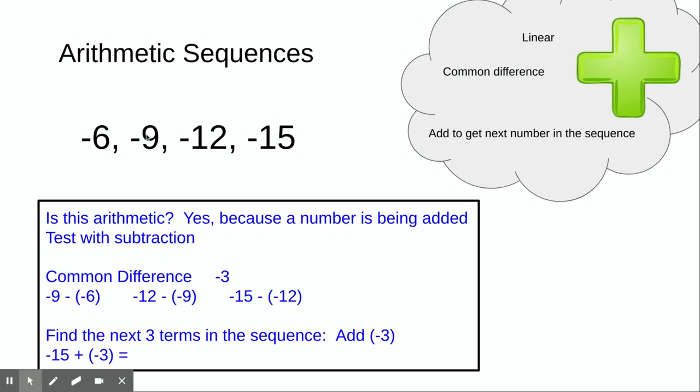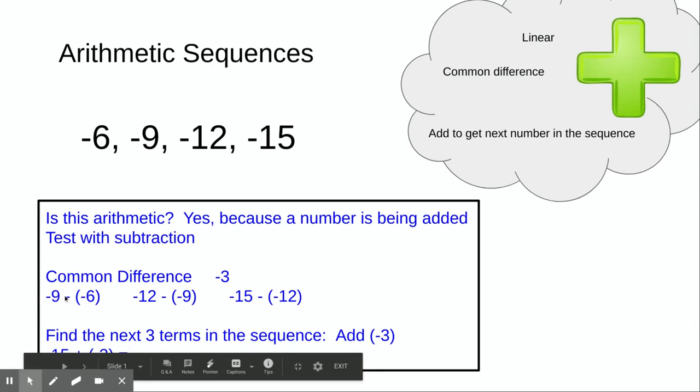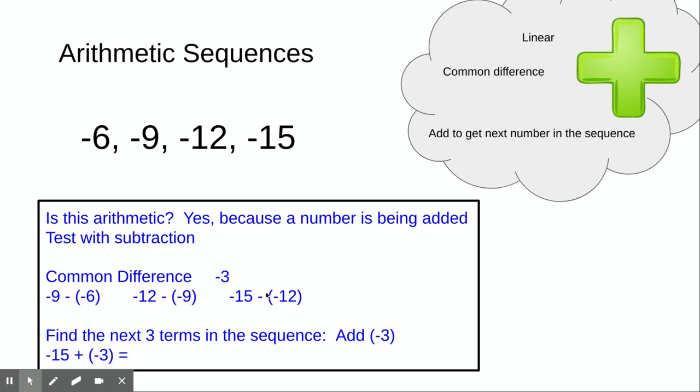If you're not sure what the common difference is, you can say -9 minus -6, -12 minus -9, -15 minus -12. And you could type those in your calculator. Now, when you do that, the common difference is going to be -3, okay? So I gave you a little example right here, common difference, -9 minus -6. That's what you would subtract each time to find the spaces in between the numbers. You want to know how big the gap is between the numbers.